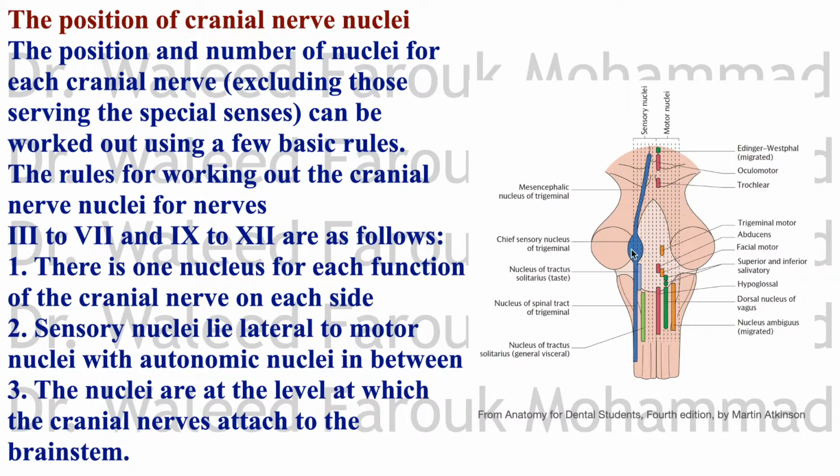This is showing the sensory nuclei. This is the trigeminal nucleus, for example, the mesencephalic, the main sensory nucleus, and the spinal nucleus and tract of the trigeminal nerves. And on the other side, you will find the motor nuclei, like the oculomotor, trochlear. This is the autonomic nucleus of the oculomotor, which is the Edinger-Westphal nucleus, and so forth. Of course, you have sensory on both sides and motor on both sides.